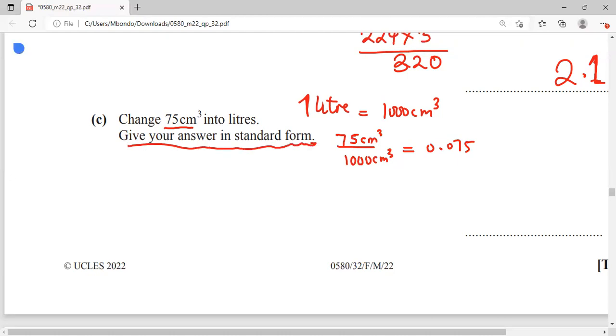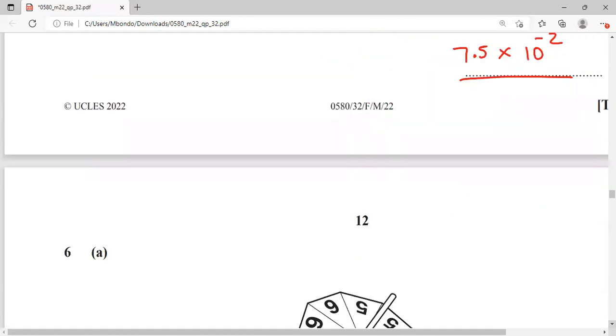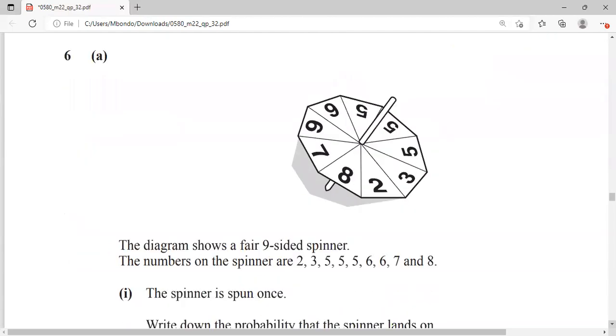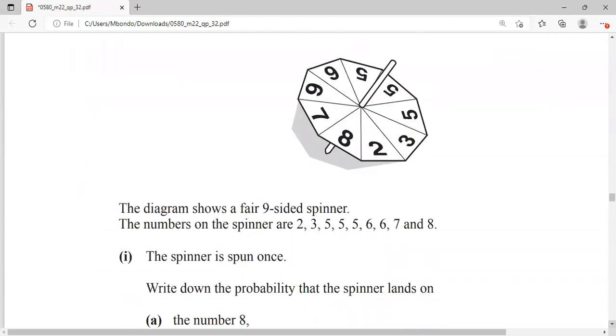Now, this 0.075, we have to give our answer in standard form. So it will be 7.5 multiplied by 10 to the power -2. How do we write this number in standard form? I think that is easier for you to do. So this is what you're supposed to write as your answer. Please correct me just in case I've made a mistake somewhere. I would definitely understand and accept your corrections.